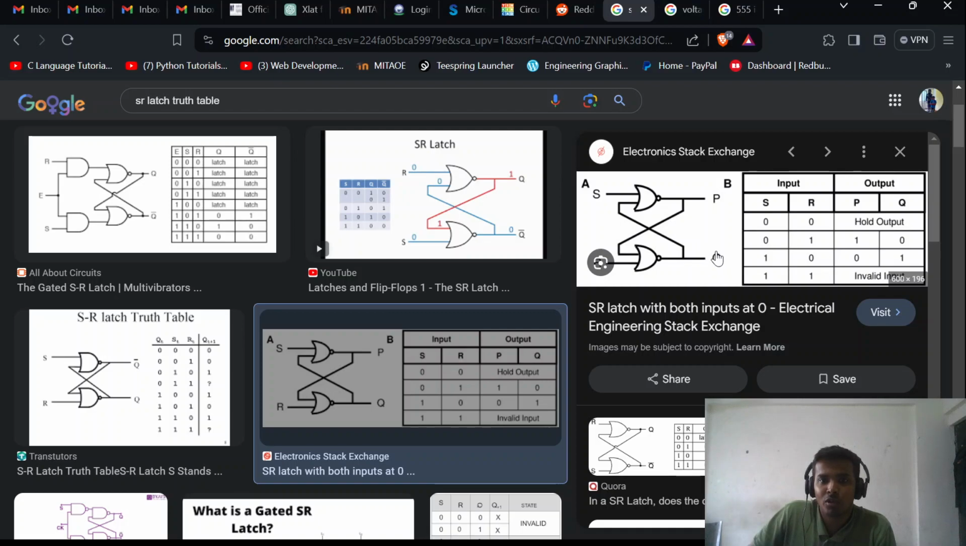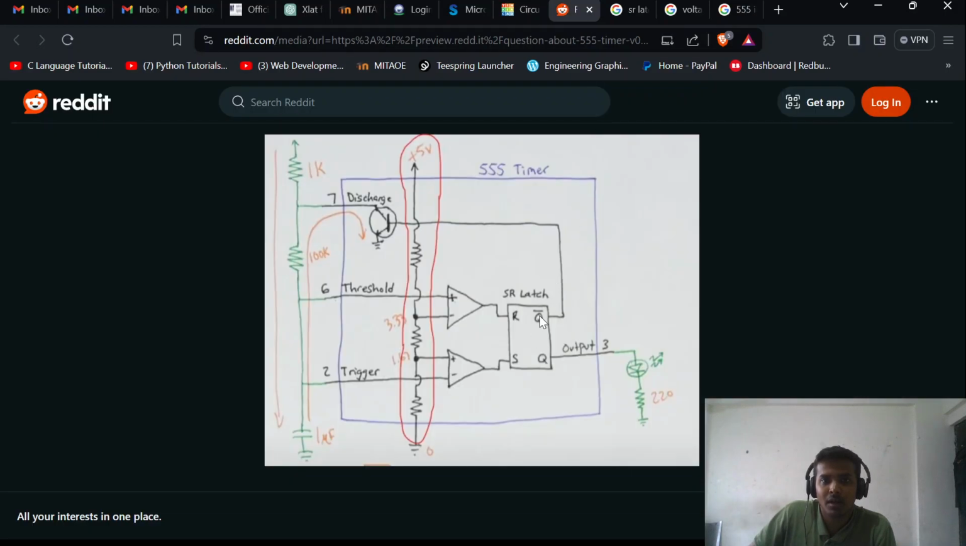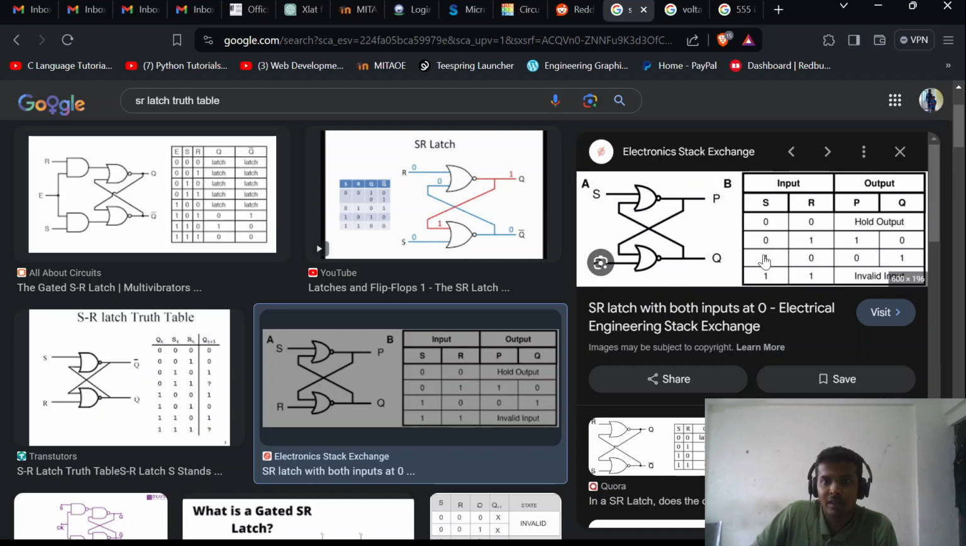Okay, and we can see the output is Q and the other output is P. So P here comprises our Q bar. The dash above the Q is called Q bar. Now what this SR latch does is, when S is 1, R is 0, then Q bar is 0 and Q is 1. When R is 1 and S is 0, then the opposite, Q bar is 1 and Q is 0. If S and R both are 0, that means hold output, meaning whatever the previous output was, it will just hold it, it will not change it.